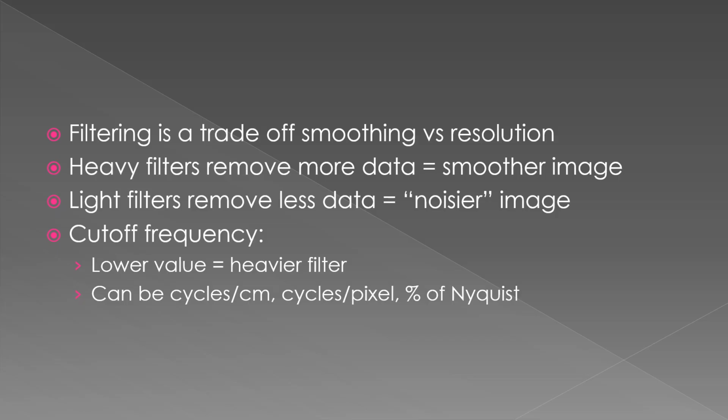So filtering is a trade-off between smoothing and resolution. Heavy filters will remove more data and create a smoother image, while light filters remove less data and result in a noisier image. You have a cutoff frequency, which is a lower value in a heavier filter. And this can be done in cycles per centimeter or cycles per pixel, or it can be the percentage of the Nyquist frequency, which is very common.